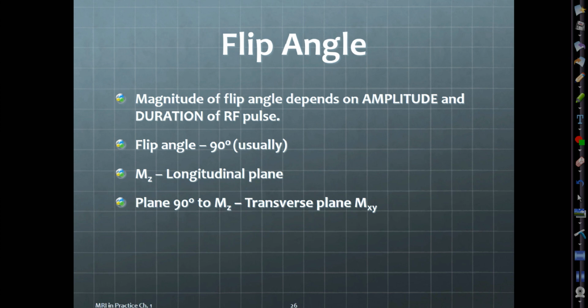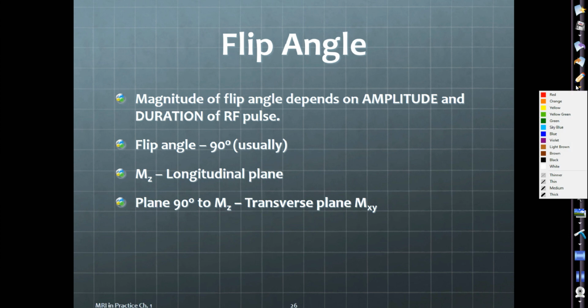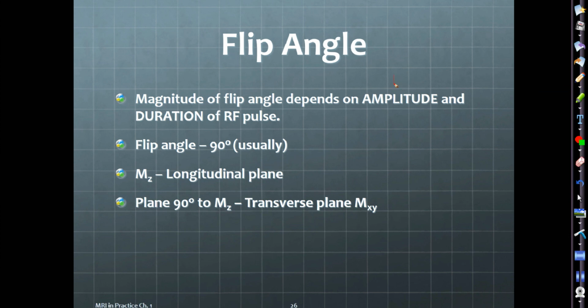So let's talk about that flip angle. The magnitude, or you could say the degree, of the flip angle depends on two things: the amplitude of that RF pulse, the amplitude of B sub 1, and the duration, or you could say the amount of time the RF pulse is applied.